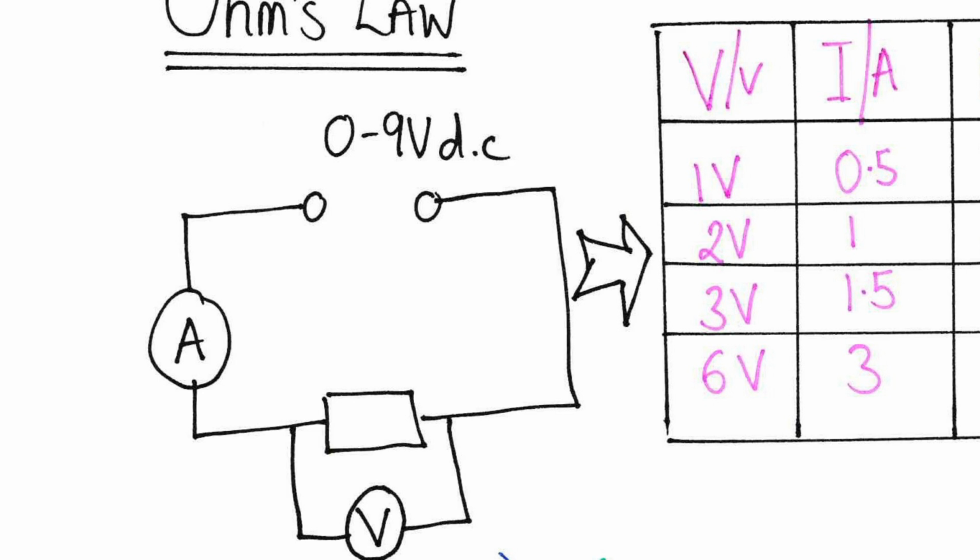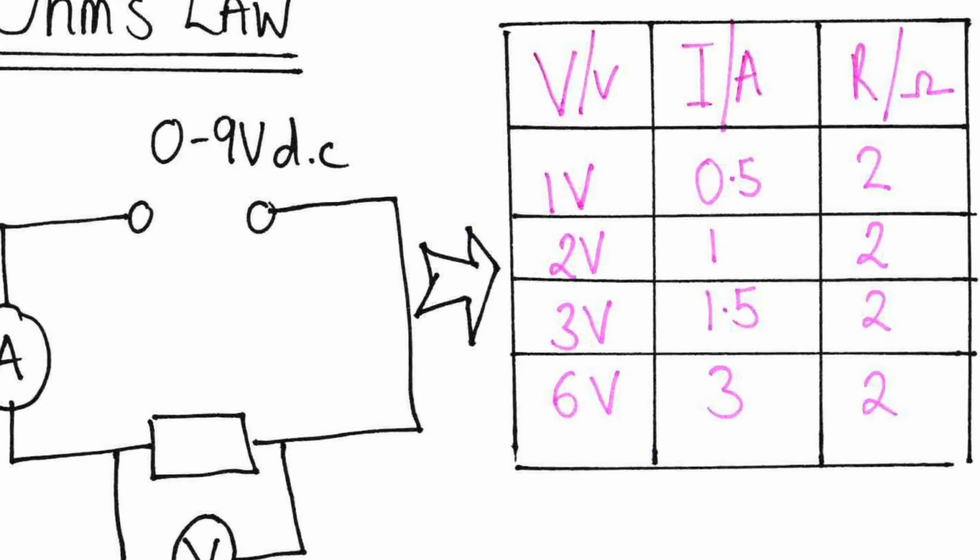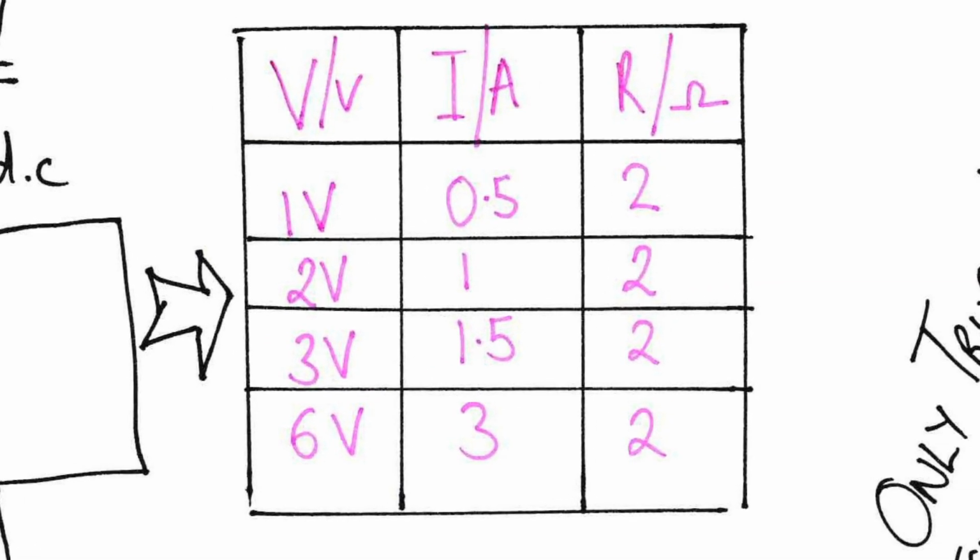And on the right hand side, you can see a table of results showing you what happened to the current each time that you increase the voltage. So 1 volt gave 0.5 amps, 2 volts gave 1 amp, and so forth. And what you will probably know is that if you get the voltage and you divide it by the current, you always get the same value. Roughly, in this case, 2 ohms.